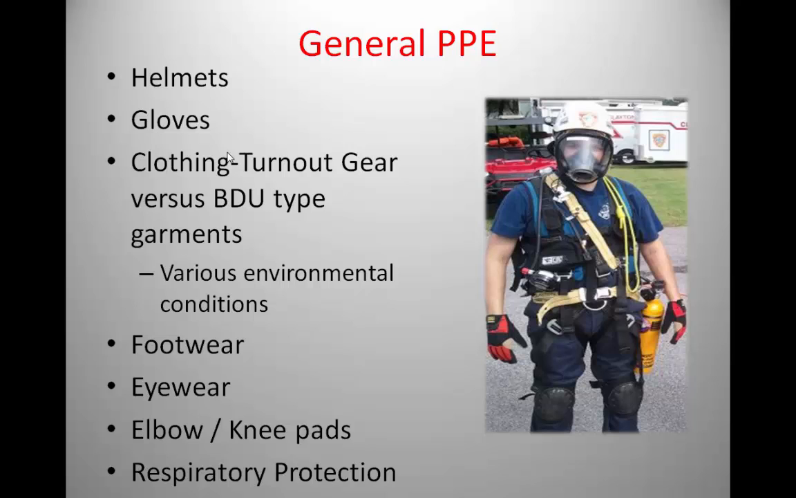This picture here is denoting this is the escape bottle on the rescuer. The yellow bottle here is your 10-minute escape bottle, and you can't see it real well, but the little nipple here is where the airline comes from the air cart and hooks into the rescuer.